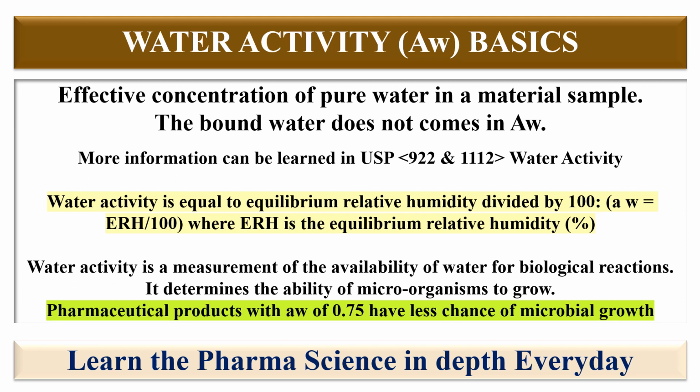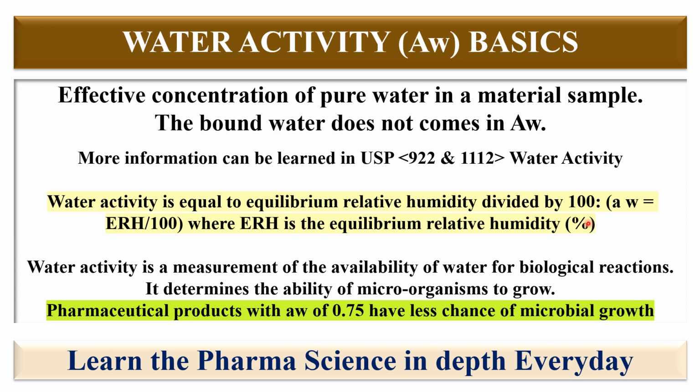That means water activity measures the effective concentration of pure water in the material sample. The bound water does not come into the AW. See here, in water activity, bound water will not come into the picture. More information can be learned in USP chapters 922 and 1112. Water activity is equal to equilibrium relative humidity divided by 100, and it is referred to as AW. That means ERH divided by 100, and ERH is equilibrium relative humidity.